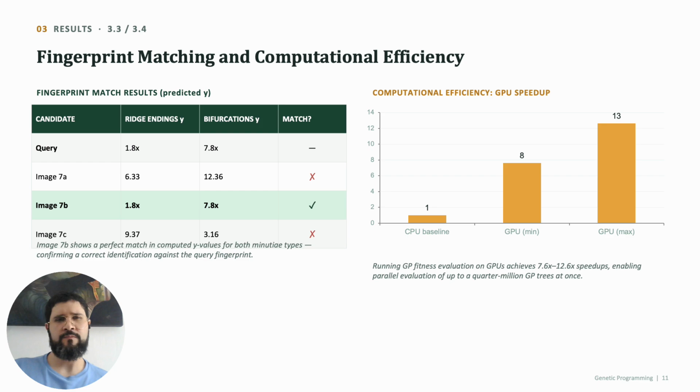One more practical point: GP can be computationally expensive, since you're evaluating thousands of programs every generation. But running the fitness evaluations on GPUs instead of CPUs achieves speedups of 7 times to 12 times faster, enough to evaluate a quarter million GP trees in parallel. That's what makes GP practical at scale.